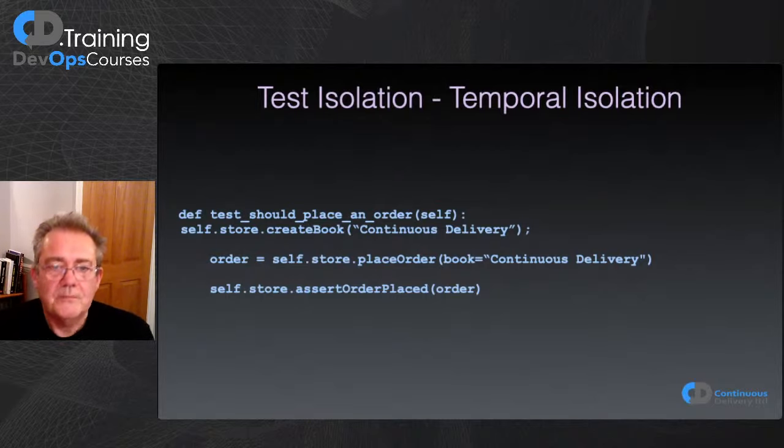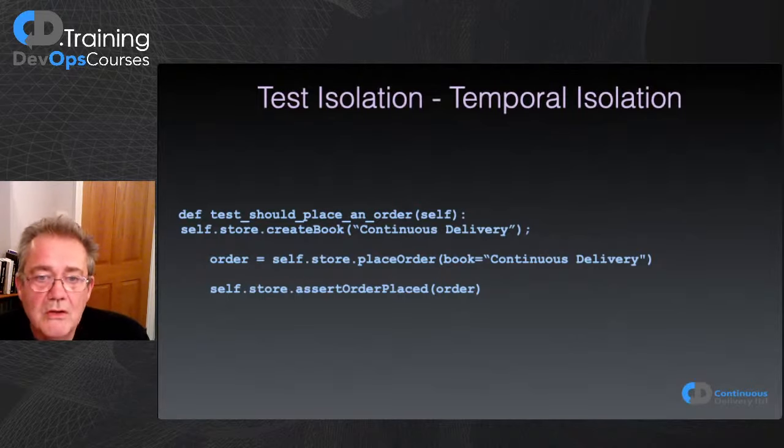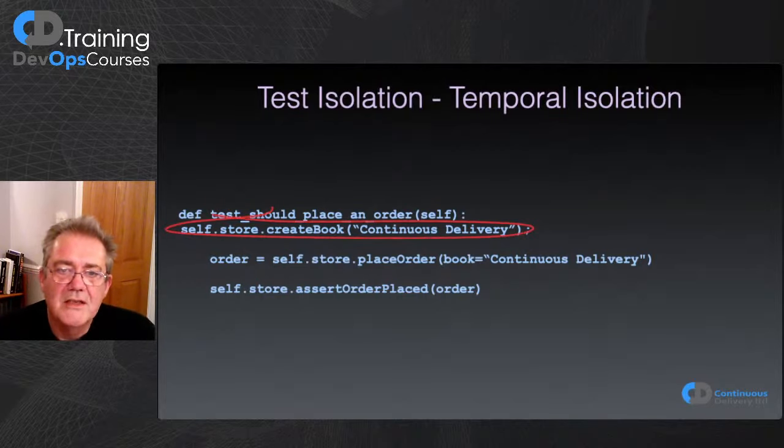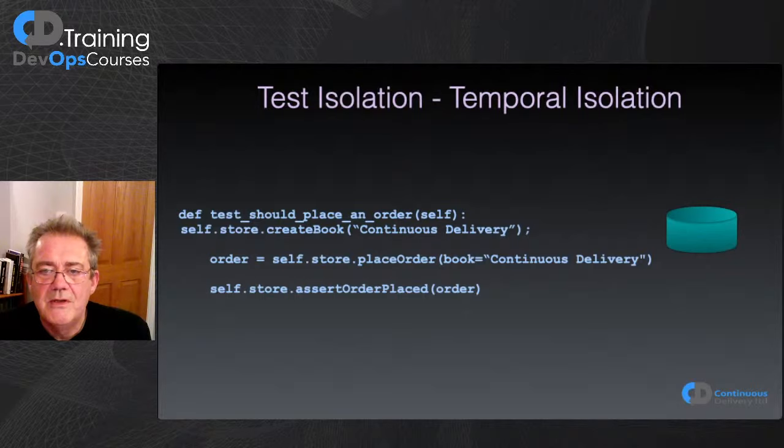So here's a test that I wrote, and this is testing a library. So a bookstore. Here we're going to create a book called Continuous Delivery, and then we're going to place an order for the book, and then we're going to check that the order was indeed placed. The interesting part from our point of view here is this line, where we create the book. What happens the first time that we run this?